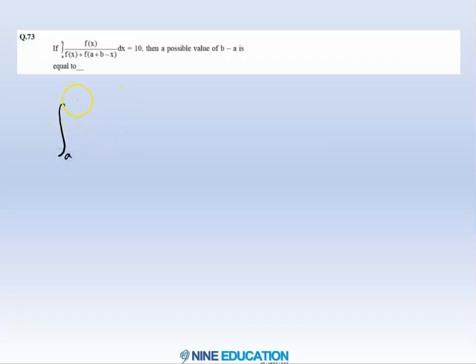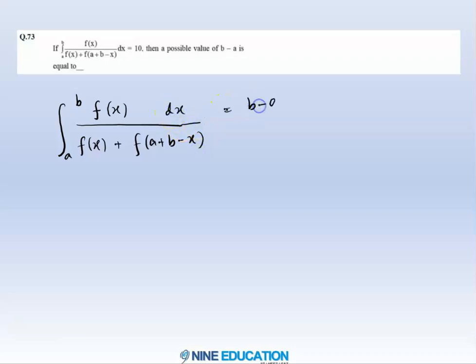Now this is a very simple property-based question. If there is an integration from a to b of f(x) divided by f(x) plus f(upper limit plus lower limit minus x) dx, then that value is given by (upper limit minus lower limit) by 2, and that value is directly given to us as 10. It means the difference between the upper limit and lower limit, b minus a, is nothing but 20. So this was a pretty simple question.